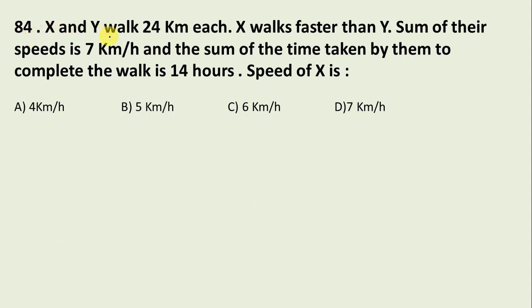X and Y walk 24 km each. X walks faster than Y. Sum of their speed is 7 km per hour and the sum of the time taken by them to complete the walk is 14 hours. Speed of X is. So we have to find the speed of X. First here given X and Y walk 24 km. Distance travelled is 24 km.